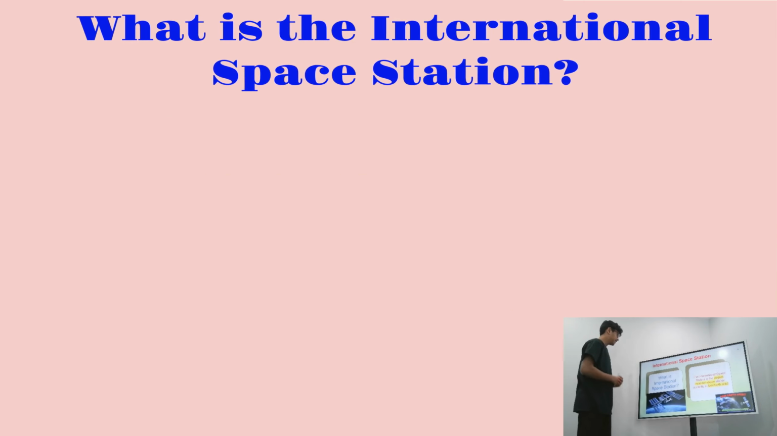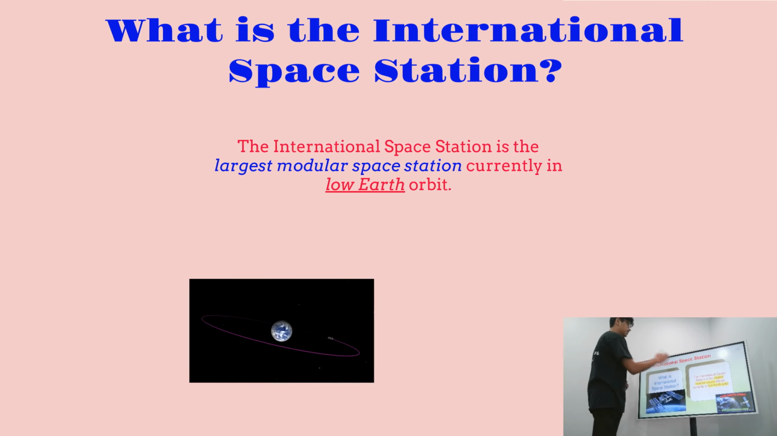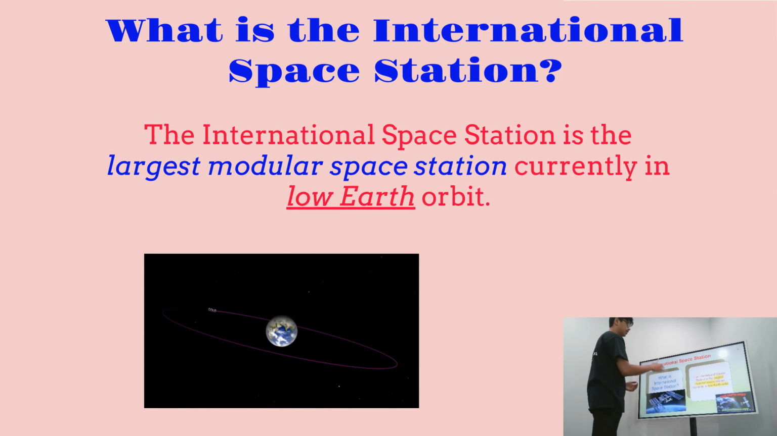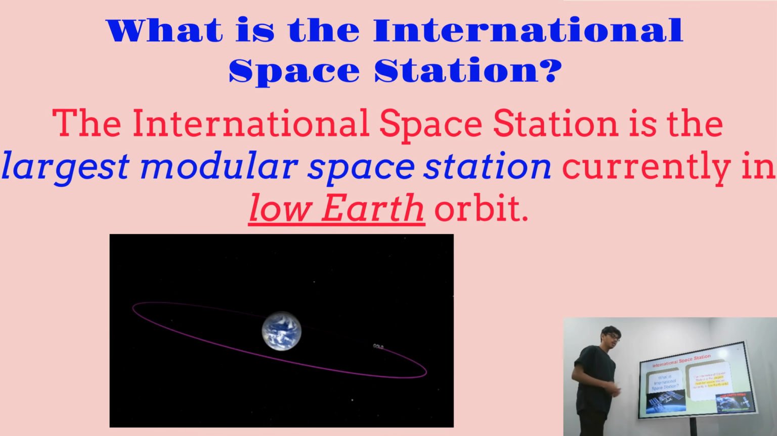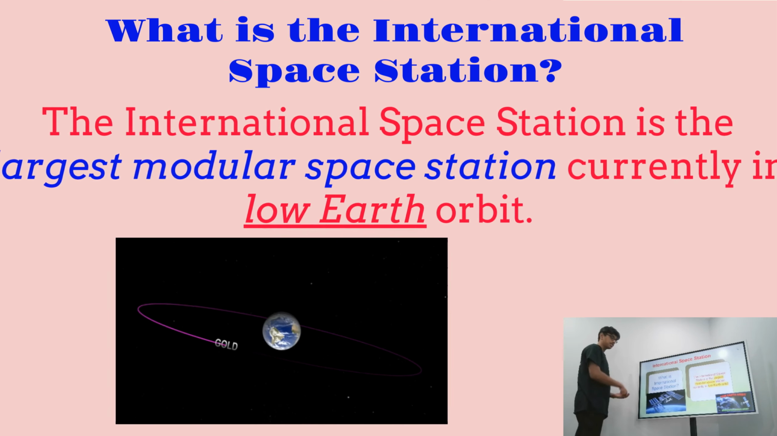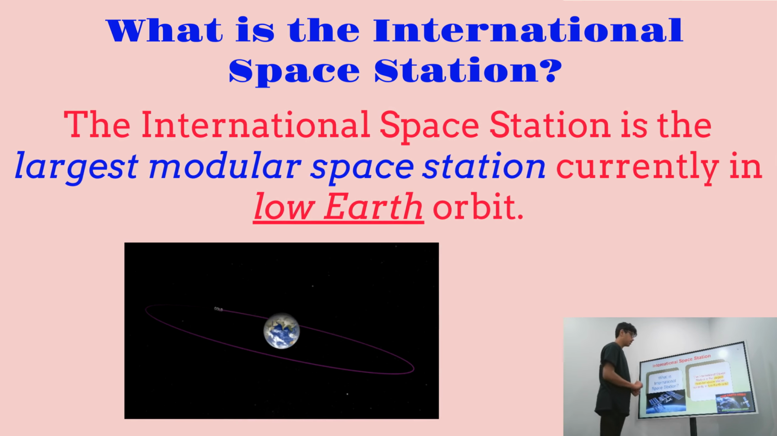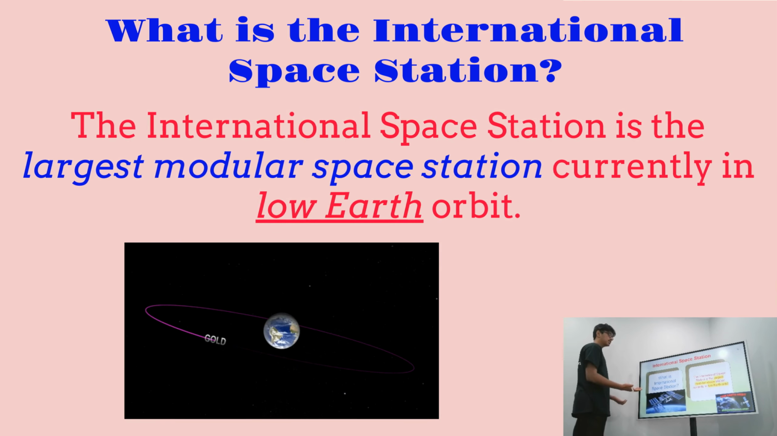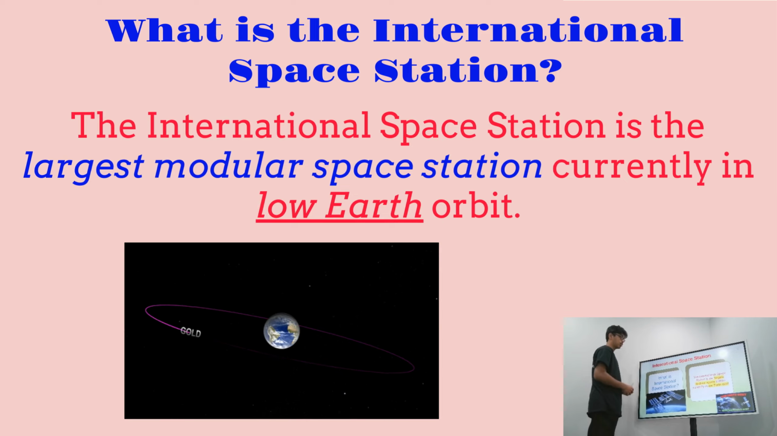So what is the International Space Station? Basically, the International Space Station is the largest modular space station currently in low Earth orbit. If you don't know what low Earth orbit is, we already created a whole video on that in our previous video, so feel free to watch it. It'll also be linked in the description below. So the International Space Station is the largest modular station built in space, and it's currently flying inside of low Earth orbit.